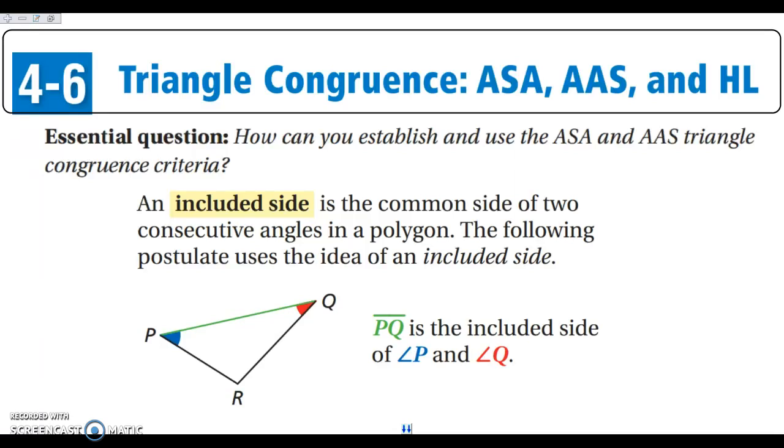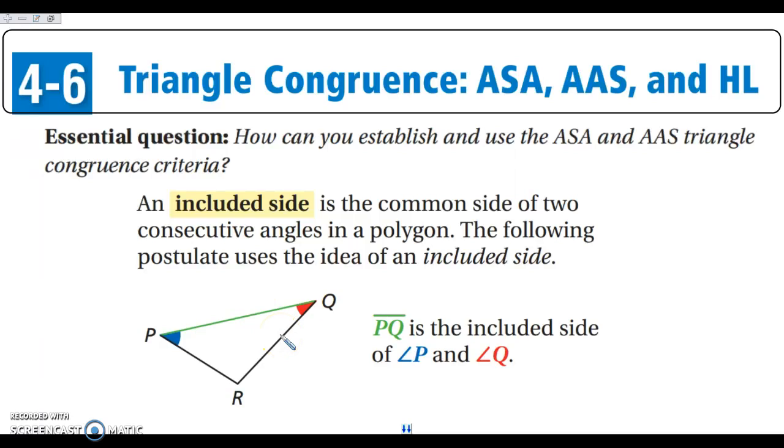In the last lesson, we talked about included angles, and that was the angle where 2 sides met. That angle would have been included in those 2 sides. Today, we're going to look at the opposite of that, which is your included side. If I'm looking at 2 angles, P and Q, the side that is between them is segment PQ.